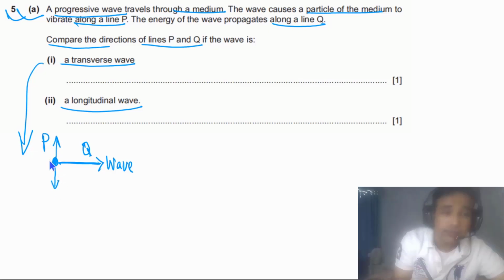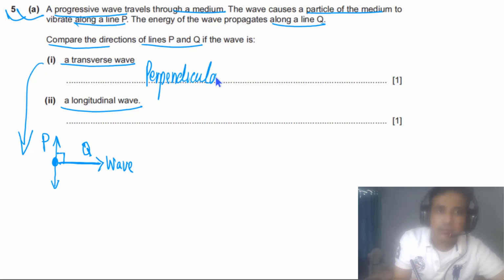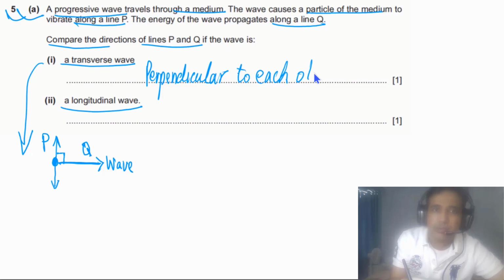The question is asking us to compare directions. So if you look at the angle between these two lines, the angle is 90 degrees. It means these two lines are perpendicular to each other. So we can say perpendicular to each other, and the angle between them is 90 degrees.